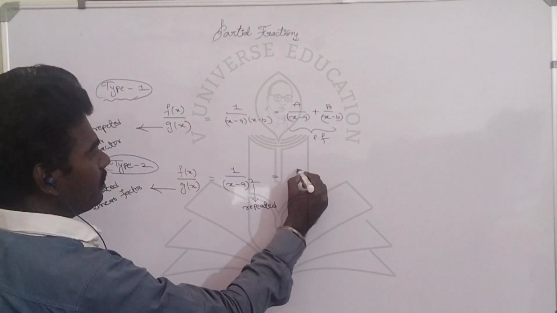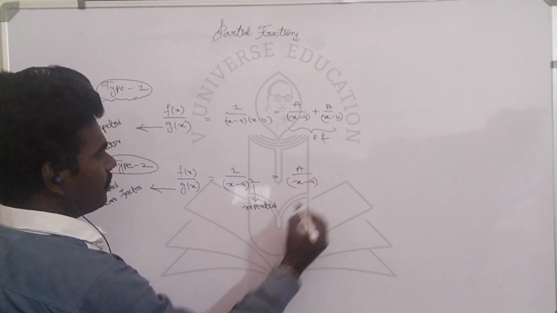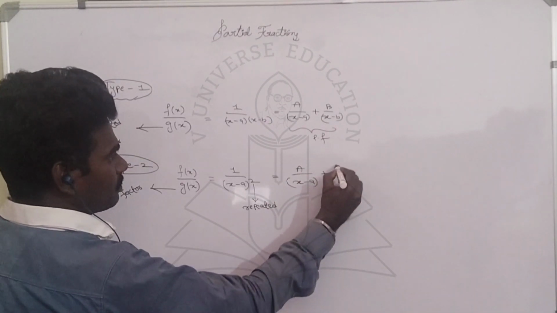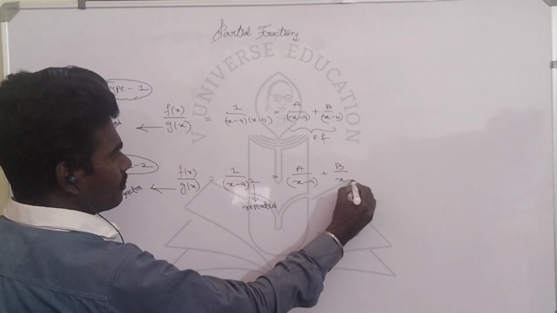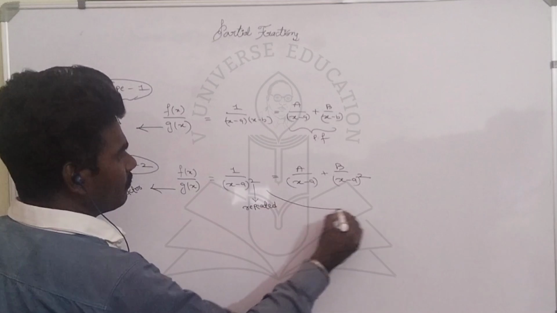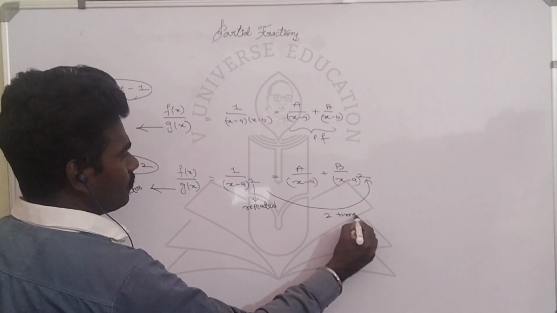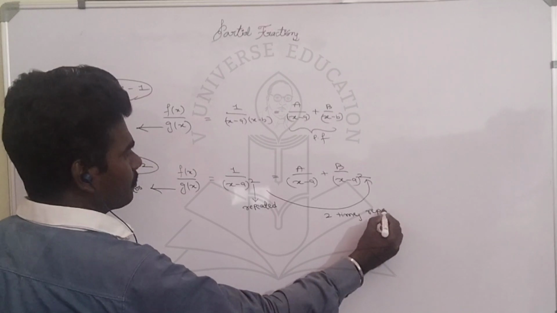So this format we can write: a by (x minus a) plus b by (x minus a) square. So this 2 times repetition comes here, 2 times repeated.